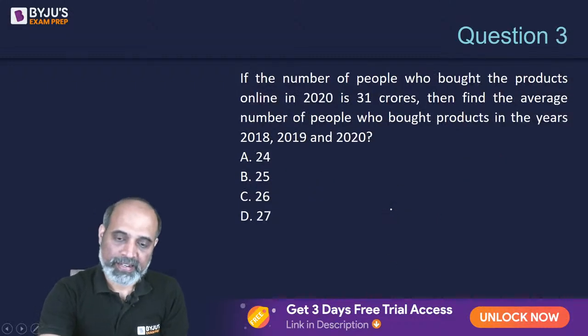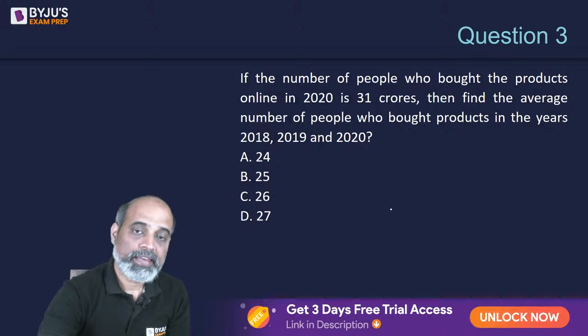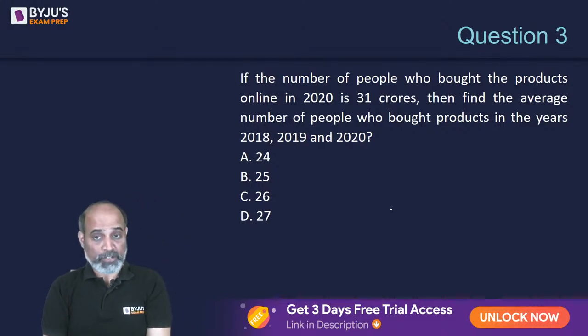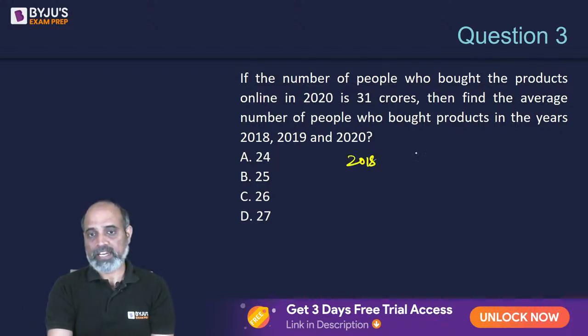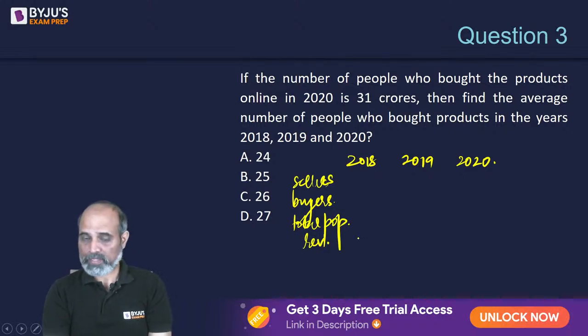Okay. Next, if the number of people who bought the products online in 2020 is 31 crores. So 2018 we know, 2019 we know, 2020 is something we need to find out. So we are talking about sellers, we are talking about buyers, we are talking about total population, we are talking about revenue. These are the 4 constraints.